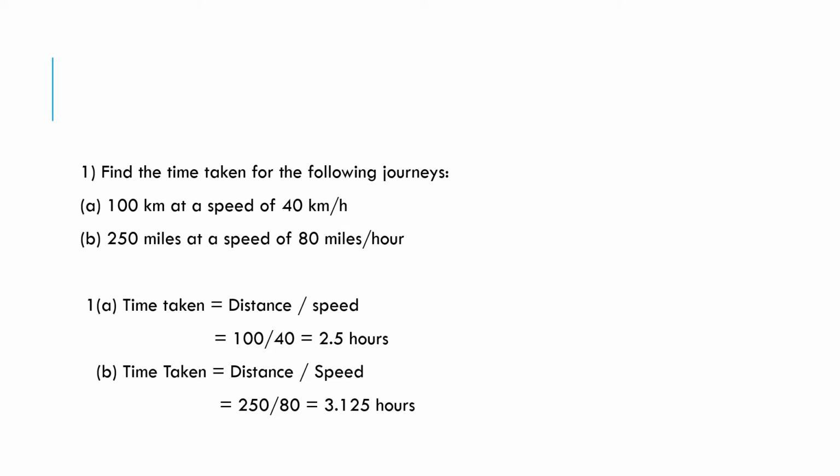Okay, let's have a look at some of the questions. Find the time taken for the following journeys. 100 km at a speed of 40 km per hour, 250 miles at a speed of 80 miles per hour. Now the time taken is equal to distance over speed. So that is equal to 100 over 40, that is 2.5 hours. And in the second case, the time taken is distance over speed, that is equal to 250 over 80, that is 3.125 hours.